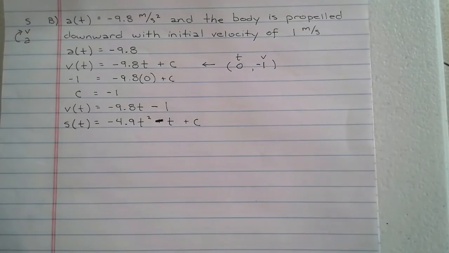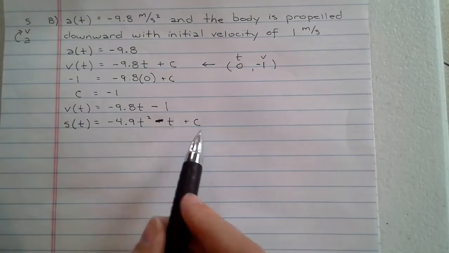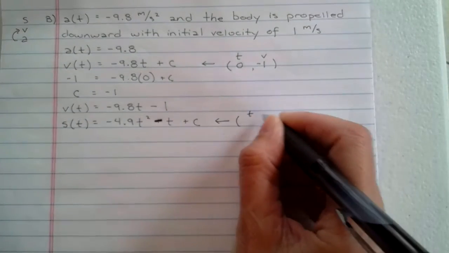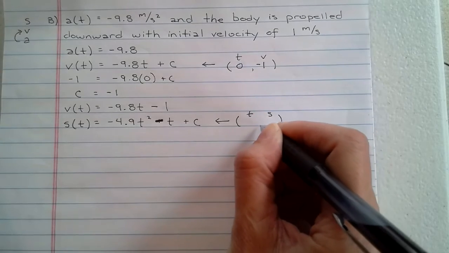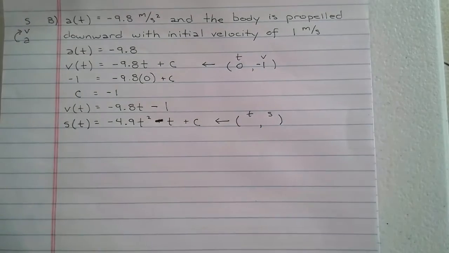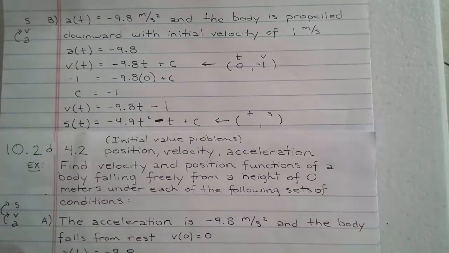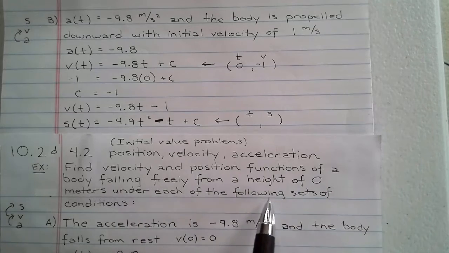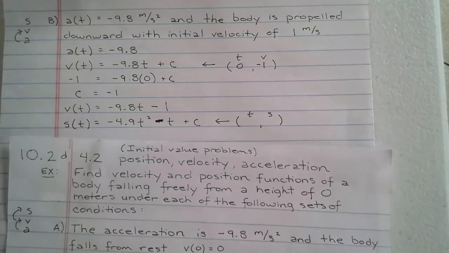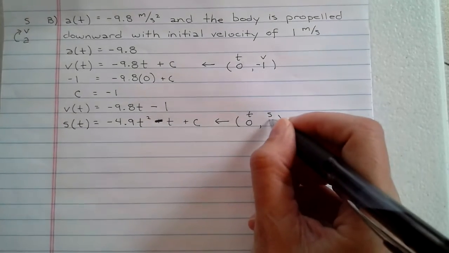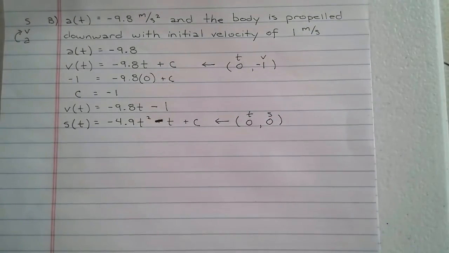All right, now what do we need to find this value of c? We need some sort of time and position information given. And I'm going to look at the initial problem here, and it did tell us that it was falling from a height of 0 initially. So this one, our initial height is still going to be 0 there.